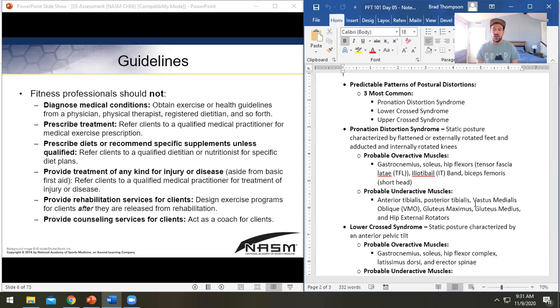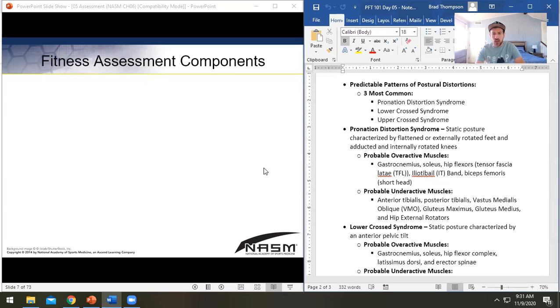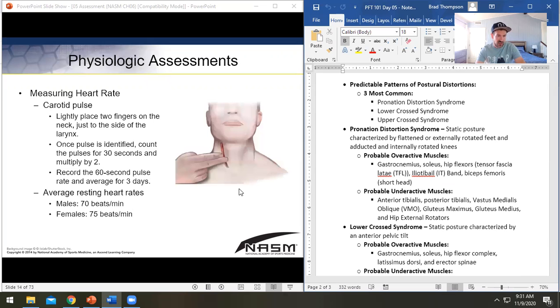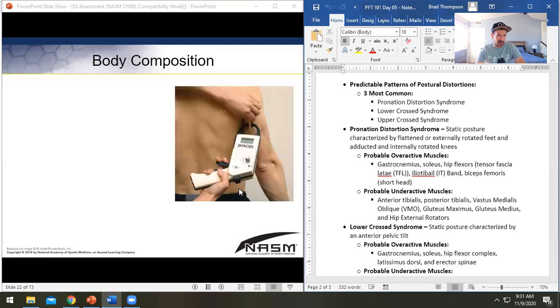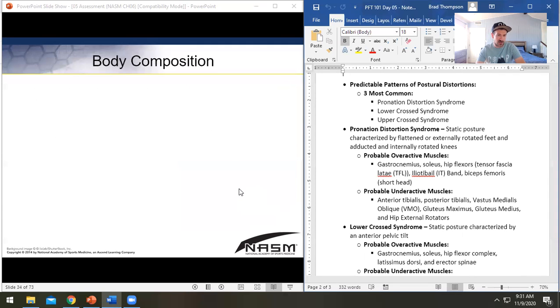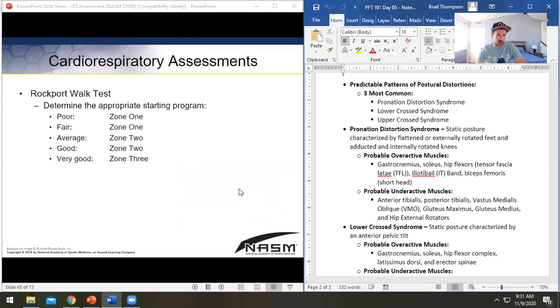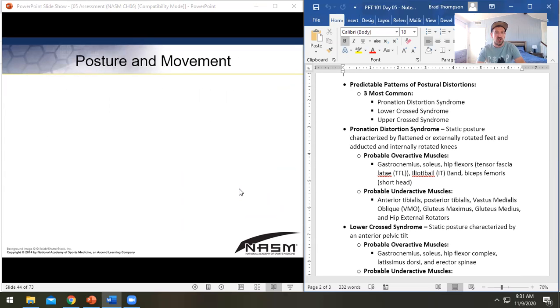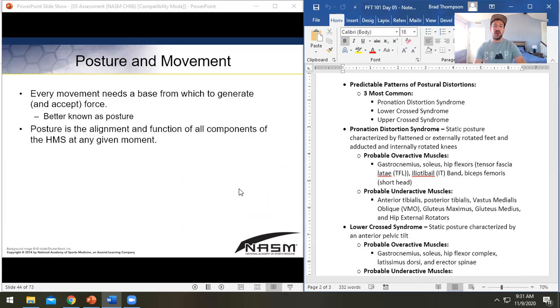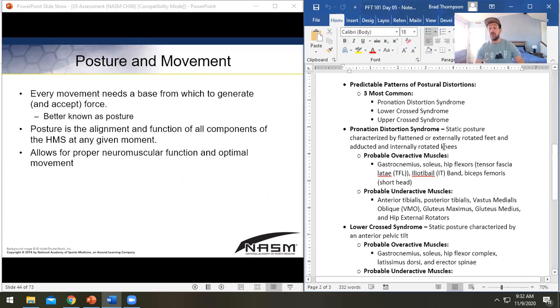So yeah. All right, let's look at these. I've got to move forward just a little bit in the slides here. Where are we at? Body composition, cardio, posture. Okay, so let's look at our three most common postural distortions. We already talked a little bit about it, but now we're going to look at what I mean when I say posture.